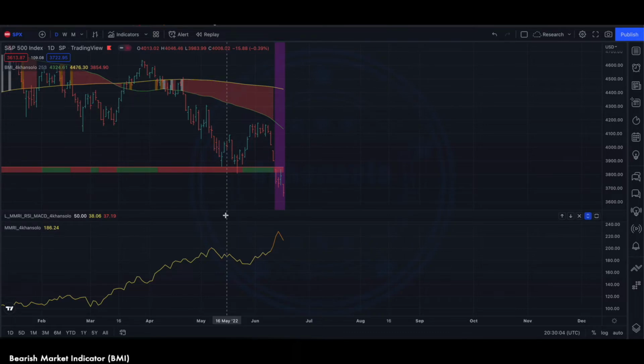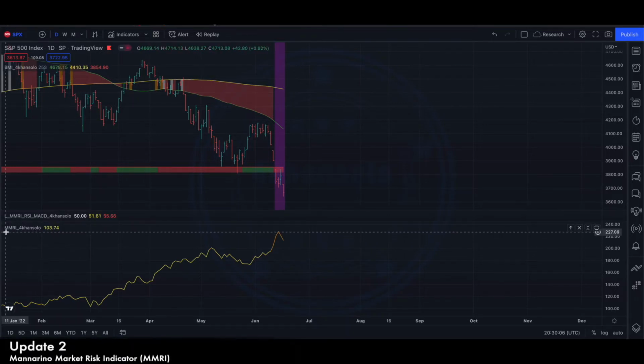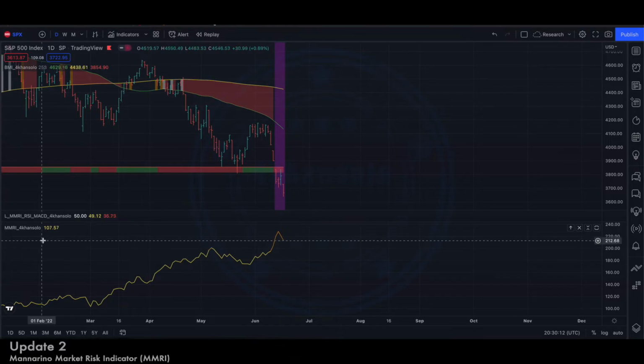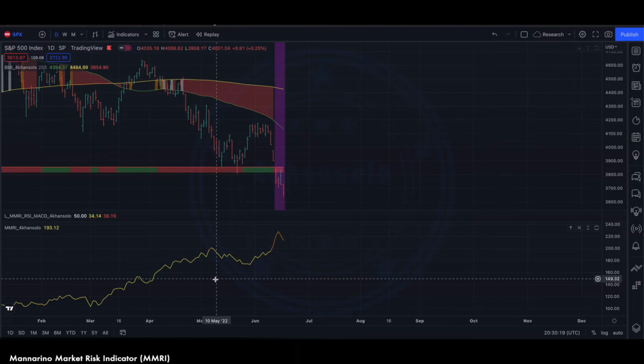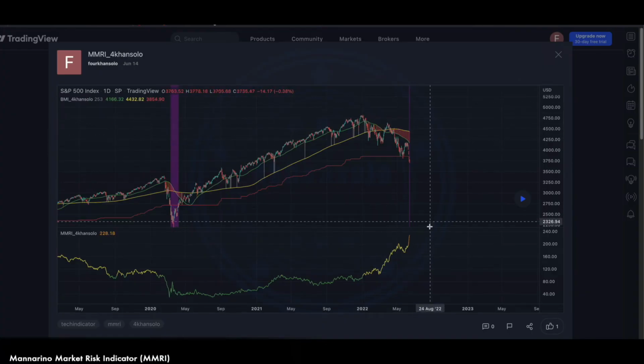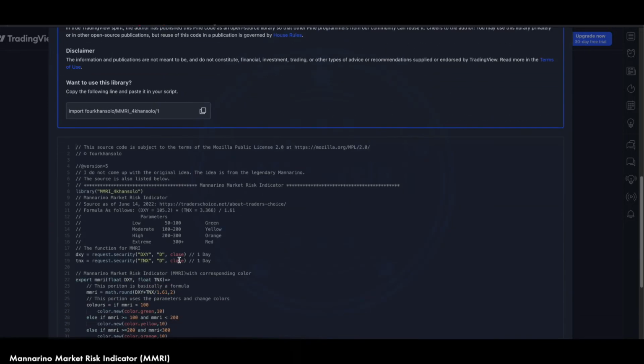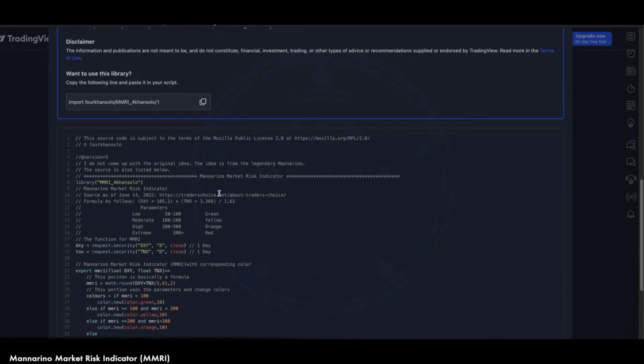Aside from that, I have another update. It is called MMRI, or Mandarino Market Risk Indicator. I could not find an original work from the platform, so I have derived it manually directly from his formulas. If you would like to check it out, I have posted it as a library so you can have a look at it. Not only that, you can also import it for your implementation. If you are unfamiliar with the MMRI, it's basically a market risk indicator as the name suggests, and the higher the value, the worse it gets. And also the color coding is directly derived from his work.